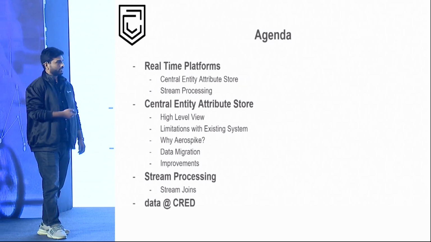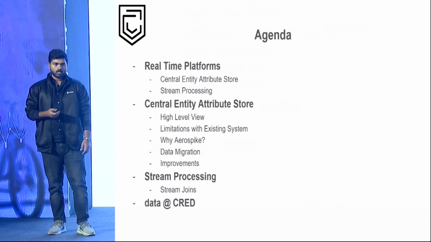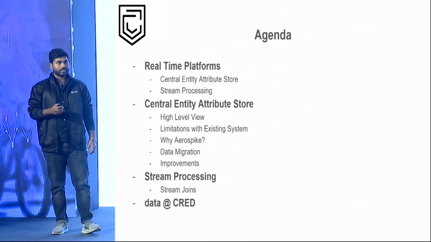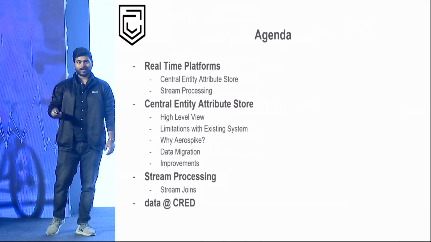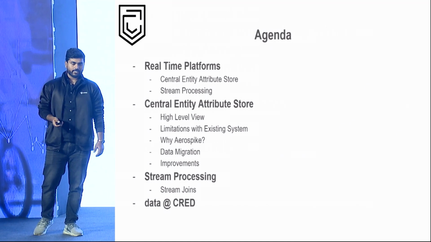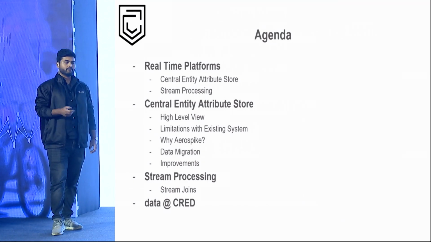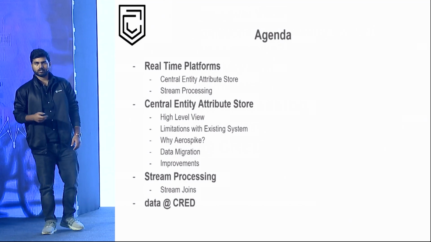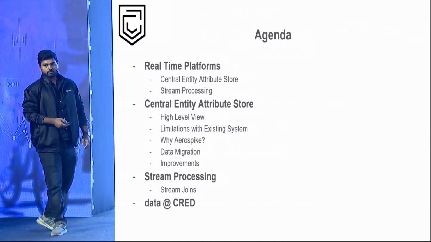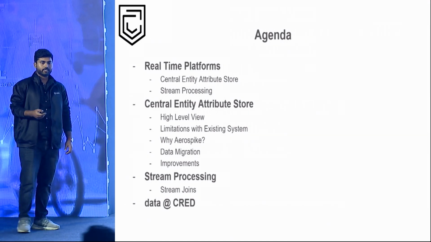The rest of the slides would follow the same pattern. We'll talk about central entity attribute store. What is it? What were the limitations? Why Aerospike? More importantly for everyone, choosing a data store is fine, but how do you migrate? How do you do that in real time and without any degradation and having the right checks in place? What are the improvements that we saw? And we'll also talk a bit about our stream processing platform and how we implemented stream joins on top of it. So I'll hand over to Nikunj, who will take up the next section and talk about the central entity attribute store.